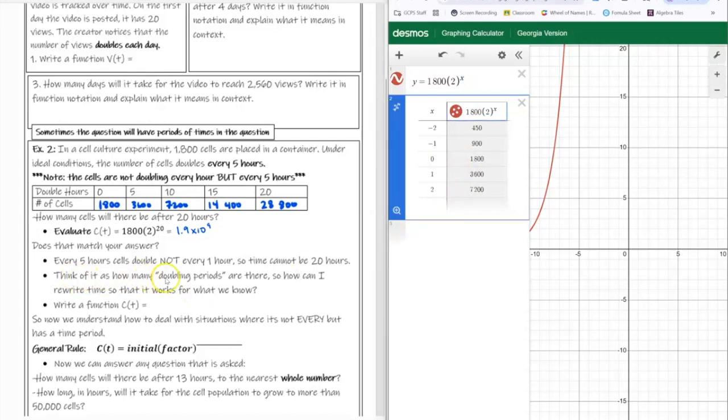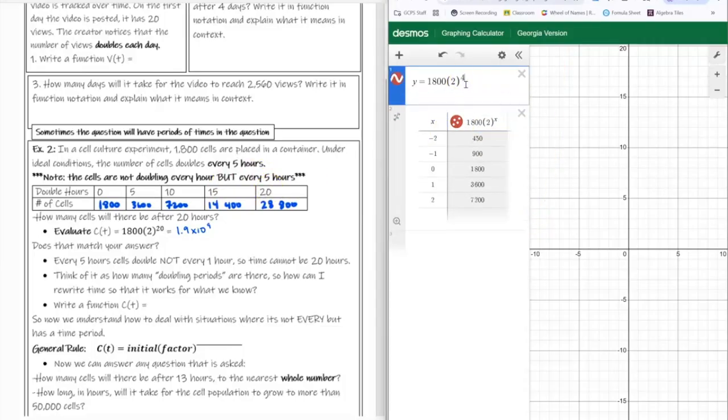Since I'm thinking about it as how many doubling periods are there, if you look at it, this doubles one time here, doubles 2 times at 10 hours, doubles 3 times at 15 hours, doubles 4 times at 20. What would happen if I change time to 4? 4 periods of doubling. Then I get the answer that I'm looking for. So how can I write this in terms of time?